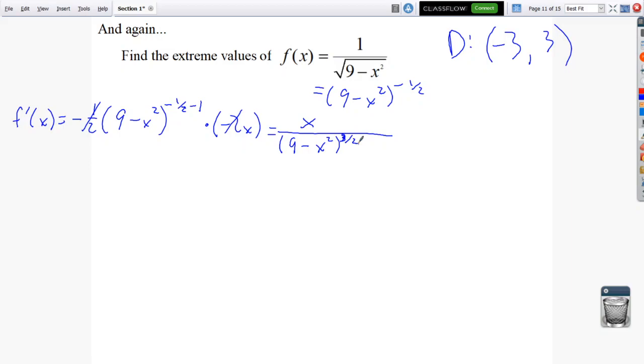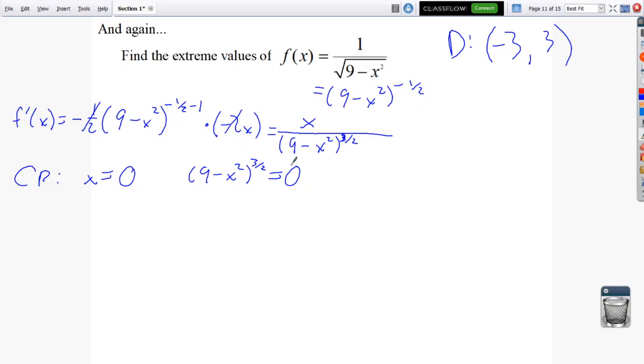To find my critical points, again, my critical points are my candidates for my maximum and my minimum. My critical points, I have to set my numerator equal to 0 and set my denominator equal to 0. So one critical point is where my numerator equals 0, x equals 0. Good, there's one critical point. My other critical points occur when 9 minus x squared to the 3/2 power is equal to 0.